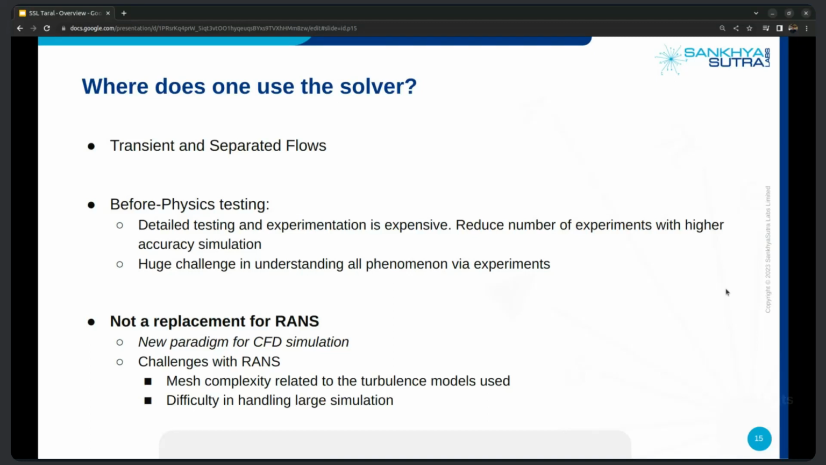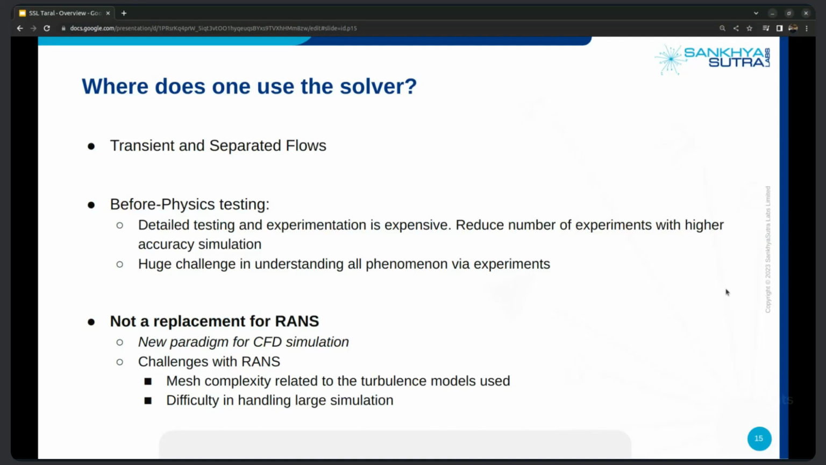And doing CFD gives you much more insight compared to very low level experiments where you use hot wires or something such. It won't give you a lot of detail about the flow field exactly. So that's another region where Taral would fit in.